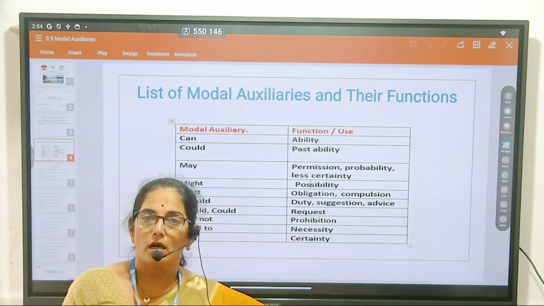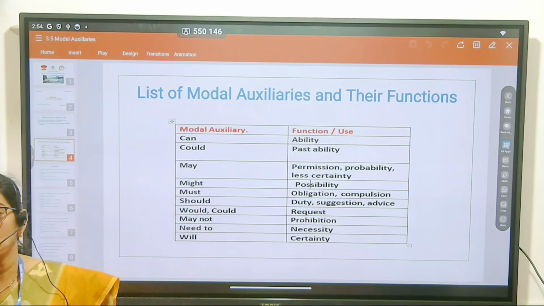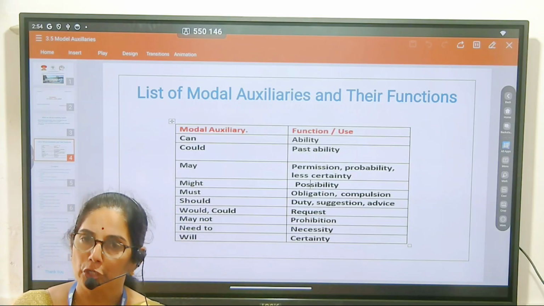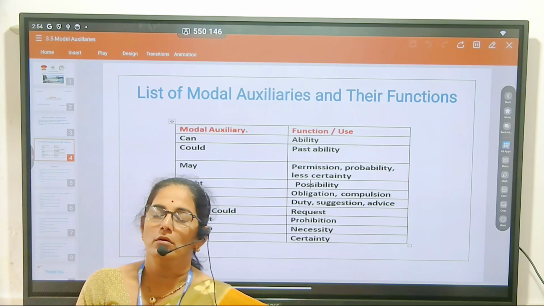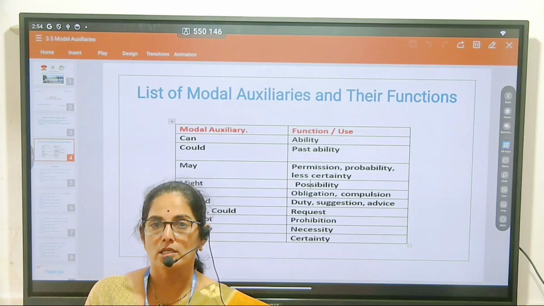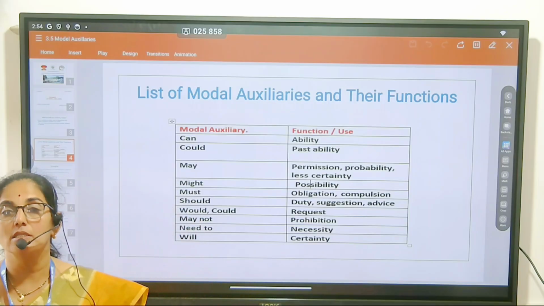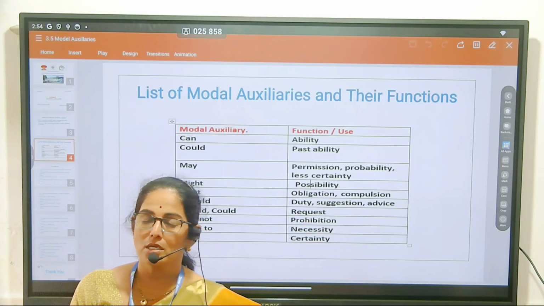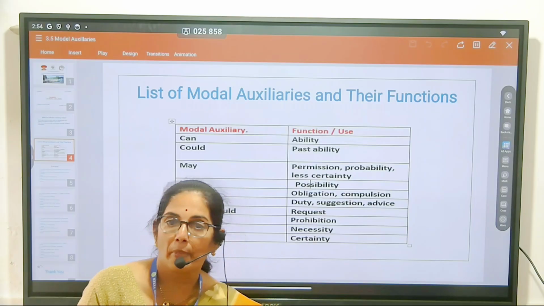First, can. Can shows the use of ability. Can denotes the use of ability. When we use it in a sentence, that sentence shows the ability of that person or the subject. The second one is could. Could shows the past ability. Then next is may.